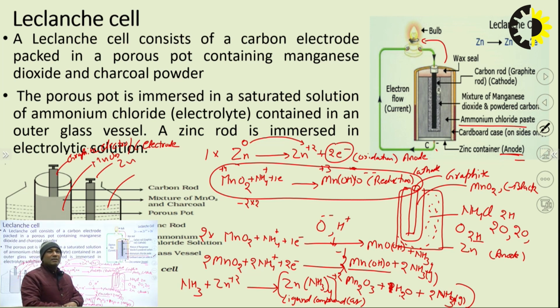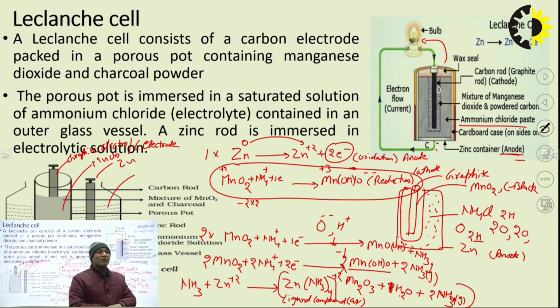A Leclanché cell consists of a carbon electrode packed in a porous pot containing manganese dioxide and charcoal powder, and the porous pot is immersed in a saturated solution of electrolyte contained in an outer glass vessel. A zinc rod is immersed in the electrolyte solution. This is all about this lab setup.